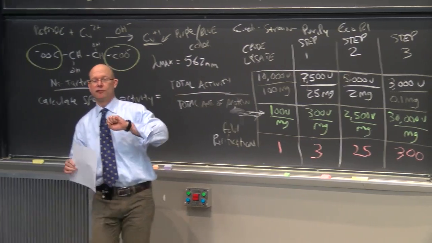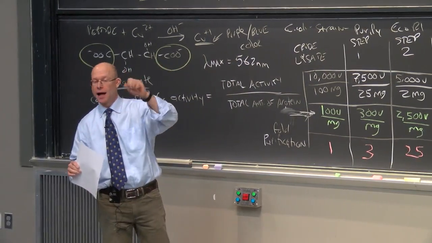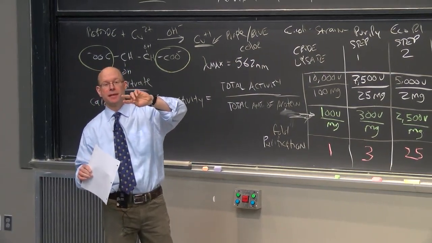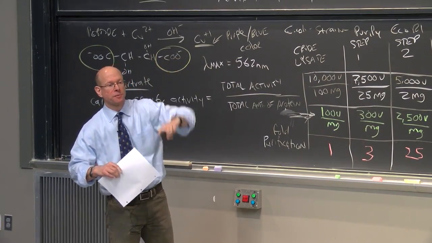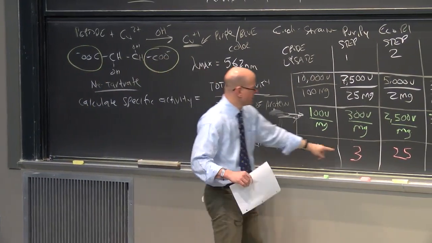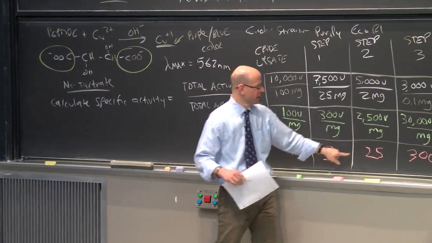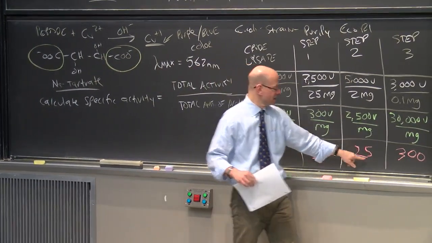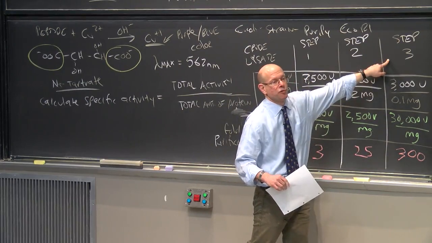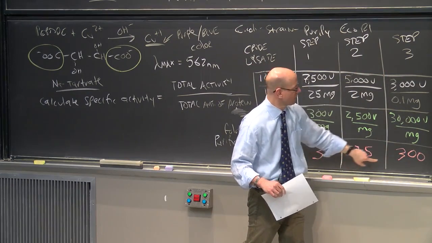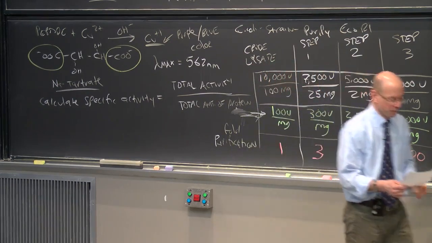Okay. Which step worked the best at increasing the fold purification? Not which step gave me the biggest net increase in fold purification, but compared to the previous step. Well, this enriched it 3-fold, this enriched it about 8-fold, and this enriched it about 12-fold. So I'd say that last step was the winner. That was the one that really gave me the biggest jump by going from 25 to 300-fold purification.